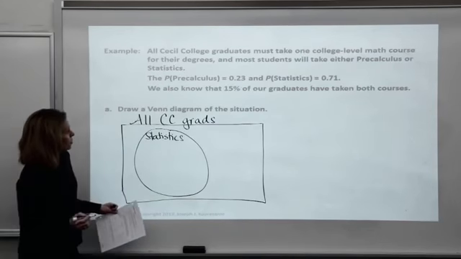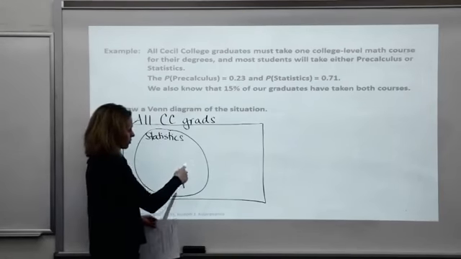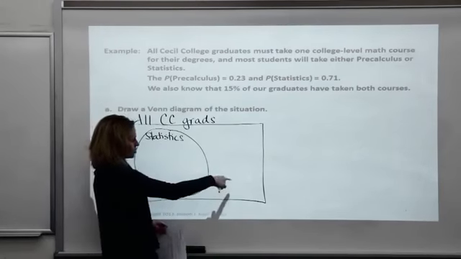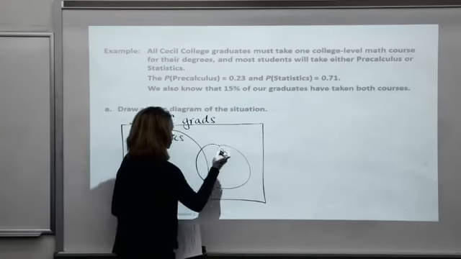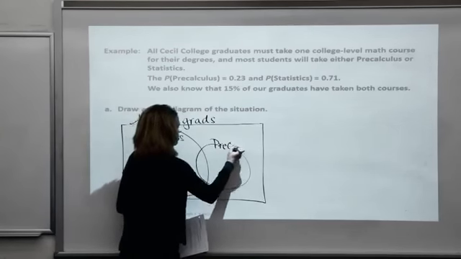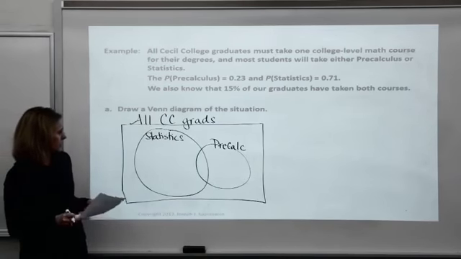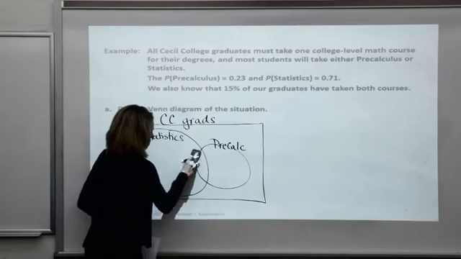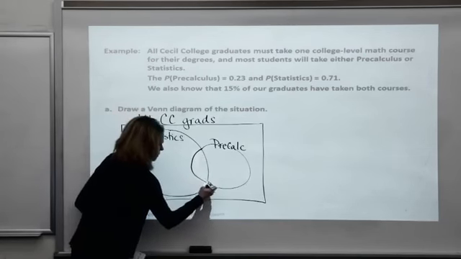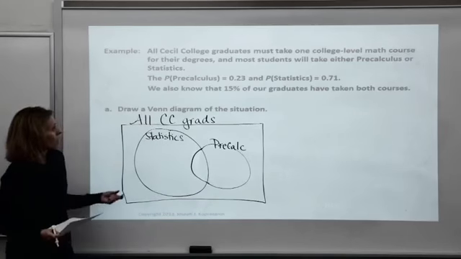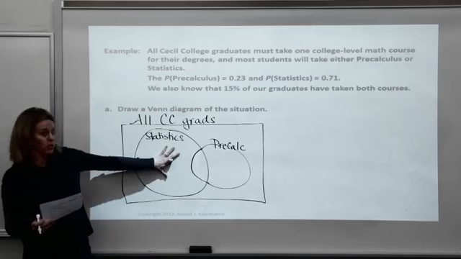Some students have taken pre-calculus and some have taken both. When I draw my circle for pre-calculus, I need to make sure it intersects with the statistics circle. So I'll put pre-calculus over here, not quite as large of a circle. Now I'd like to fill in these probabilities. Just to make this a little easier to read, I'm going to make this intersection just a little bit larger.